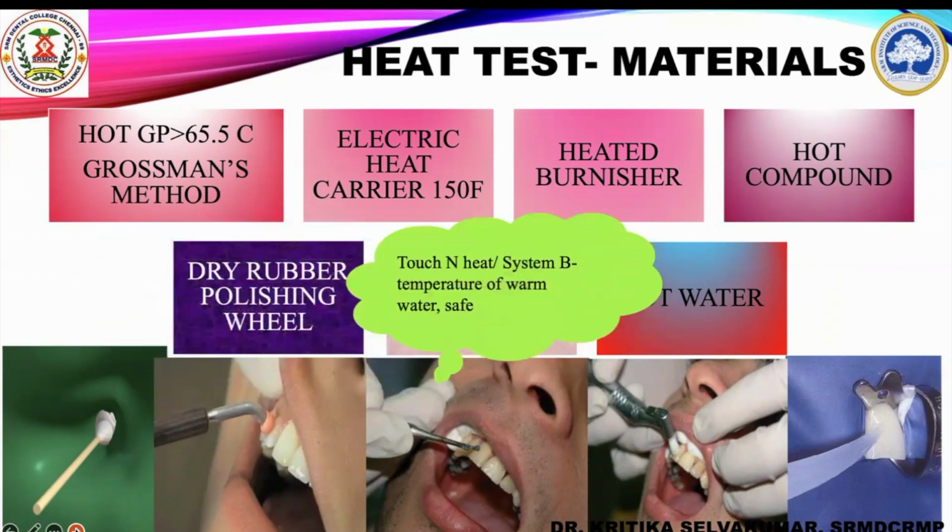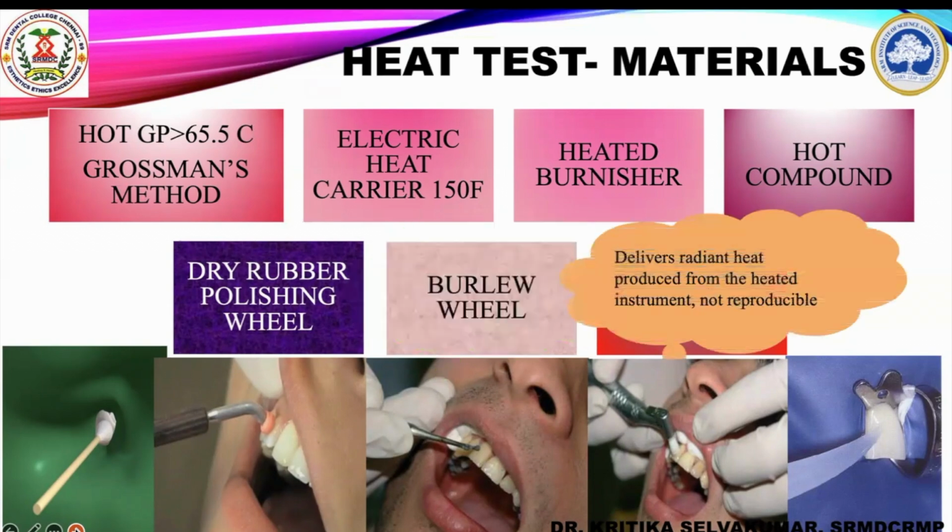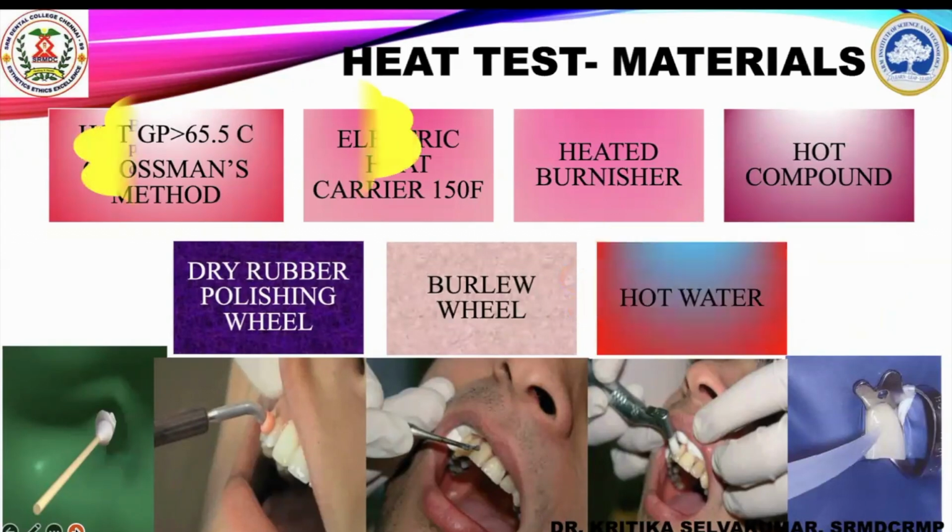The next is the electric heat carrier, which uses the touch and heat or System B, where it delivers a controlled temperature of 150 degrees Fahrenheit, which is similar to the temperature of warm water, and it's a very safe aid. The other clinically employed method is the heated burnisher, which delivers radiant heat, which is produced from the heated instrument. The only disadvantage of this method is that it's not reproducible.